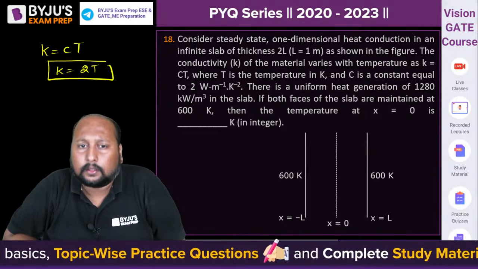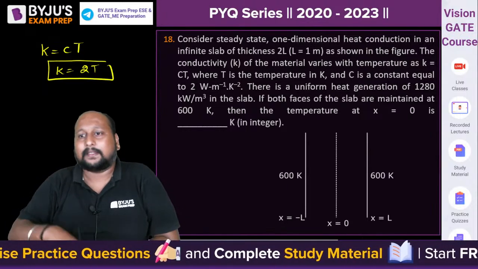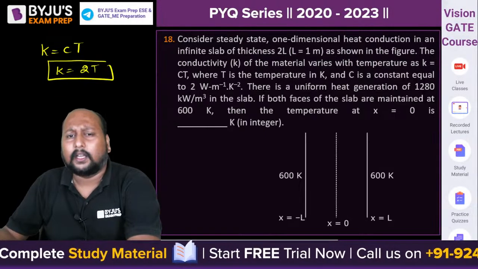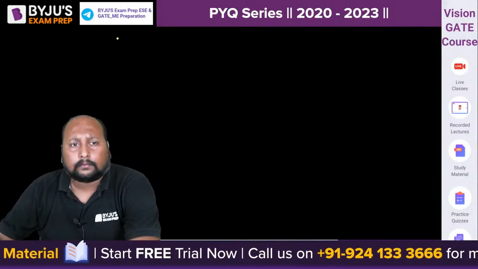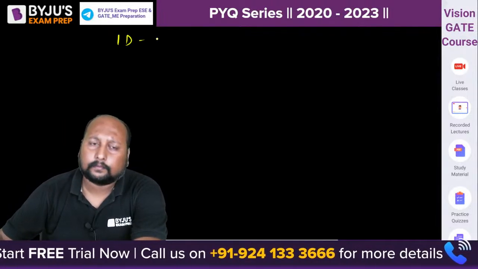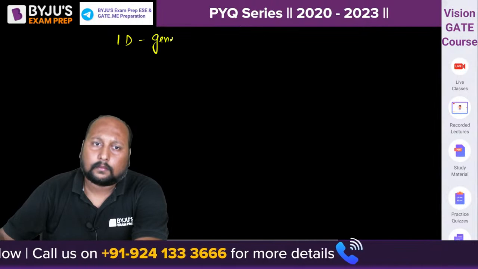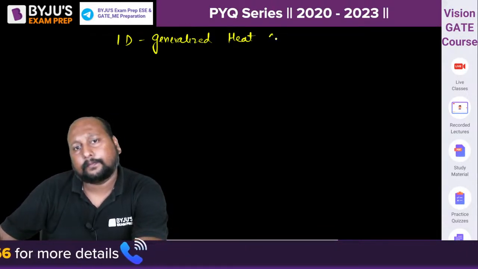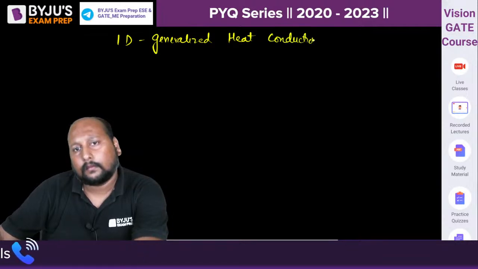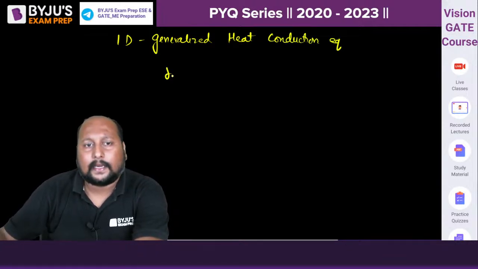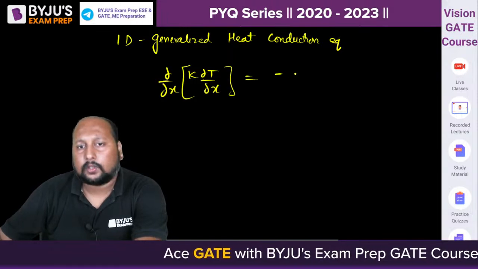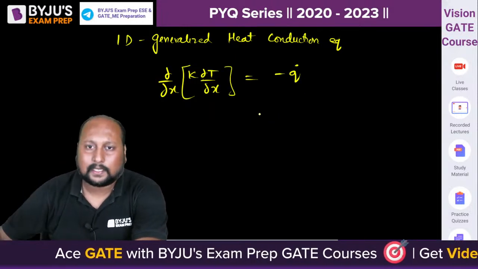This is given. Okay, they are saying that if both phases are maintained at 600 Kelvin, what is the temperature at x equal to 0? That means what is the maximum temperature? Center line पे temperature क्या होगा? We can use this generalized one dimensional heat conduction equation. So we can say del by del x, K into del T by del x is equal to minus of Q dot, right? This is the formulation.